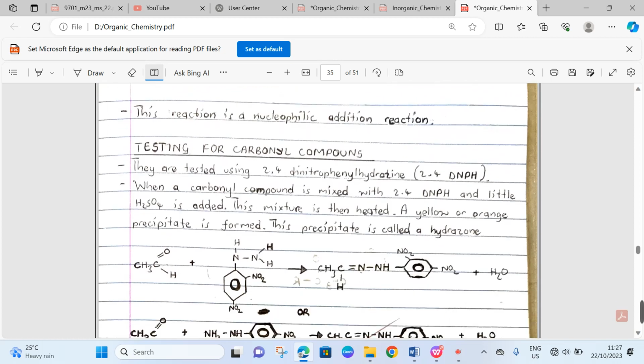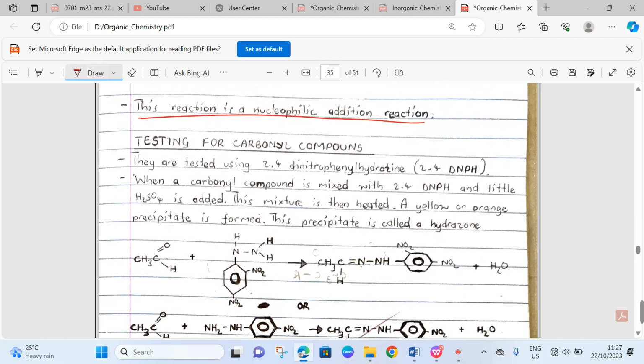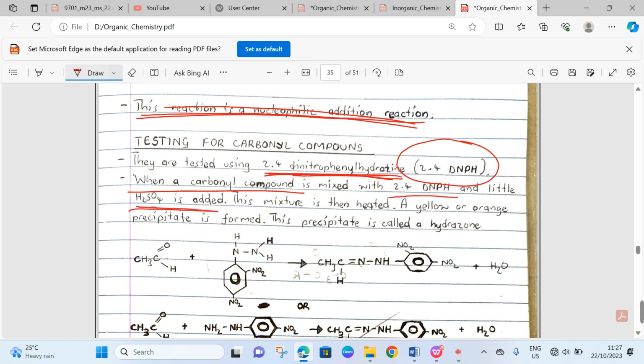So the next page is more clear. It's the same page. Now I want to talk about carbonyl compounds. Carbonyl compounds are tested using 2,4-dinitrophenylhydrazine, or in short 2,4-DNPH. When a carbonyl compound is mixed with 2,4-DNPH and a little sulfuric acid added, the mixture is heated, and a yellow or orange precipitate is formed.